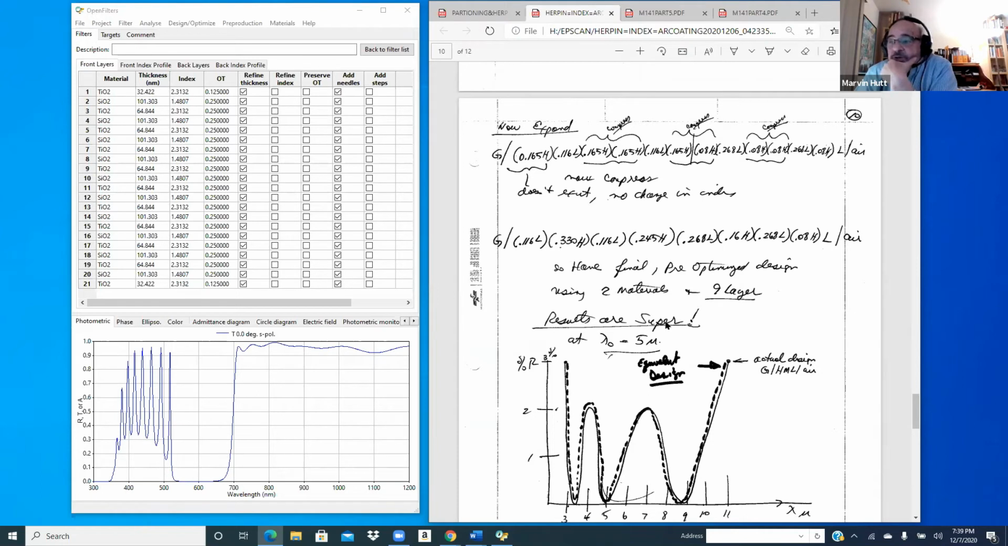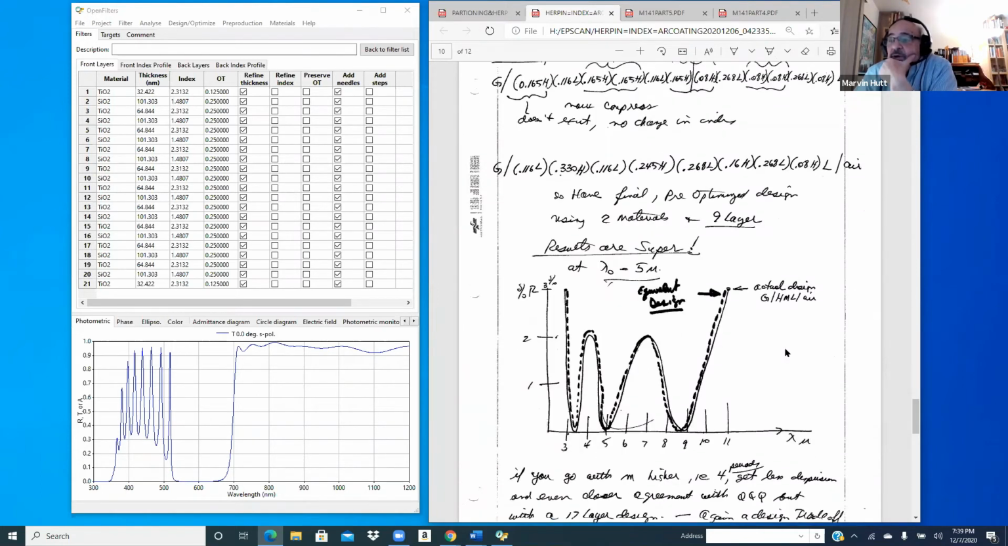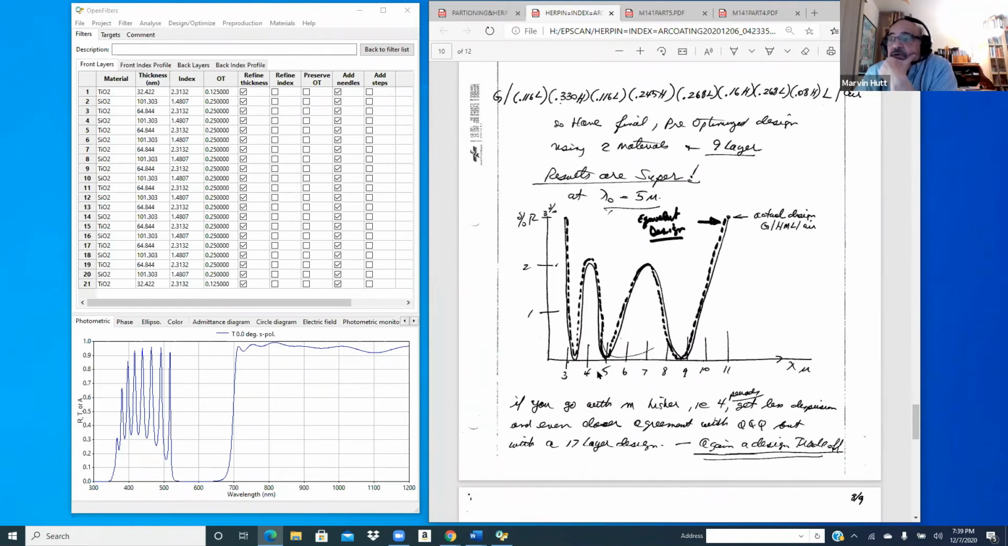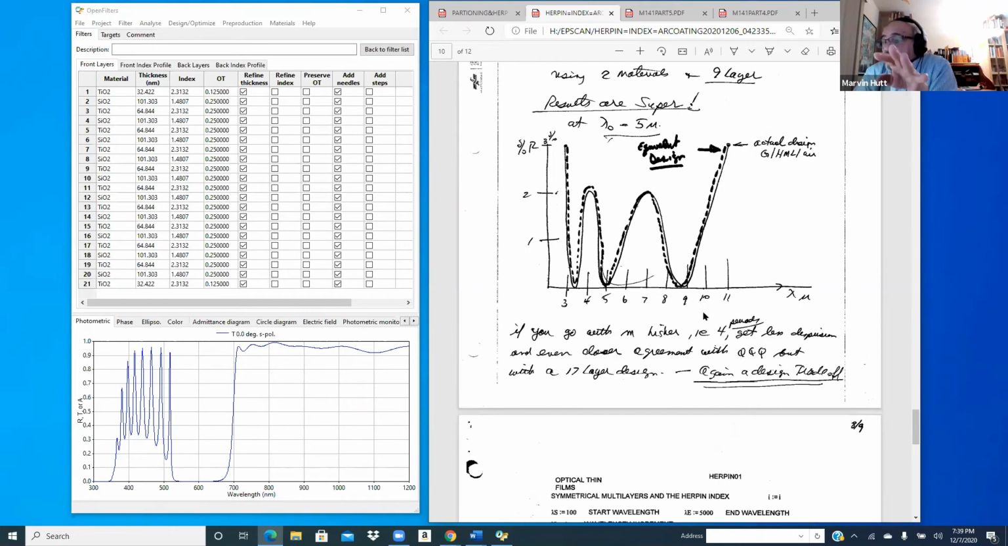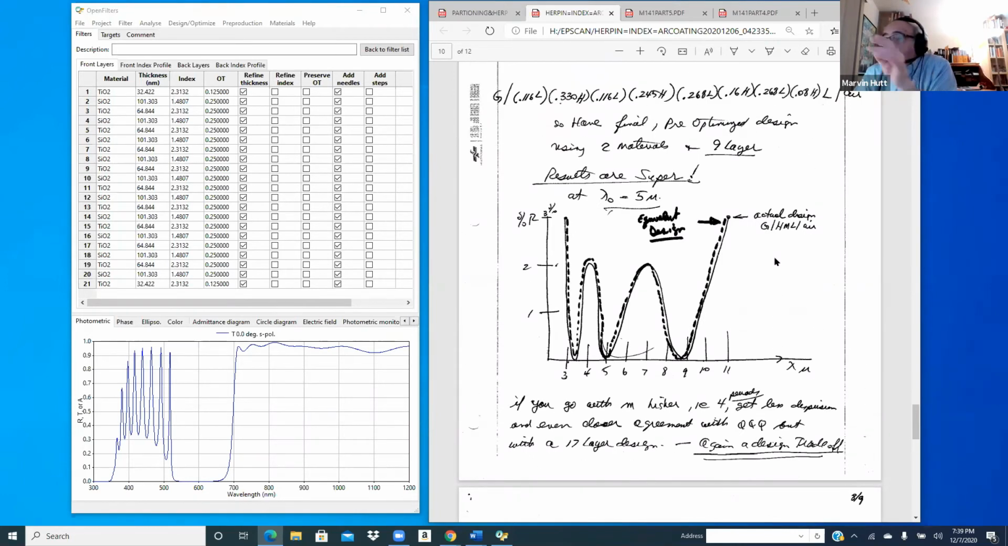The results are superior. And here we have a BBAR coating for the 3 to 9 micron region, in which the reflection is less than 2% over the entire region. Okay. You can get less dispersion and even closer agreement, but with 17 layers. All right.